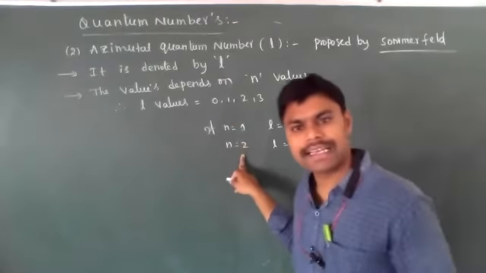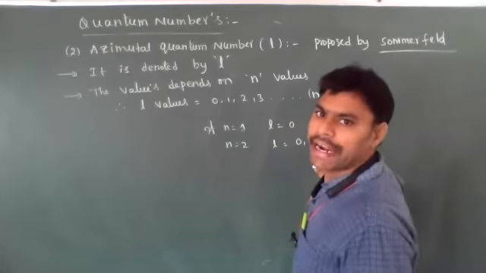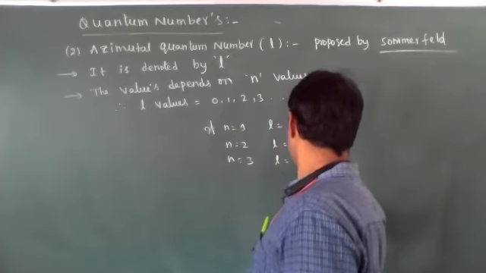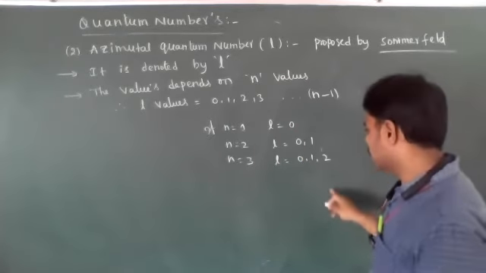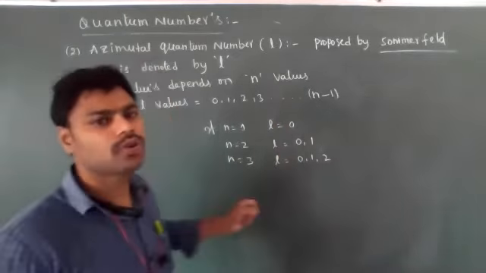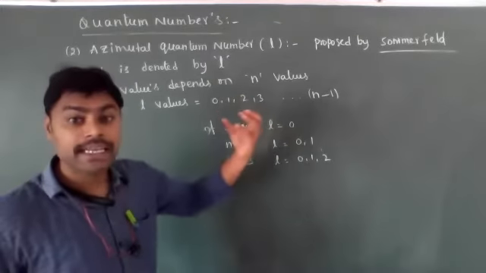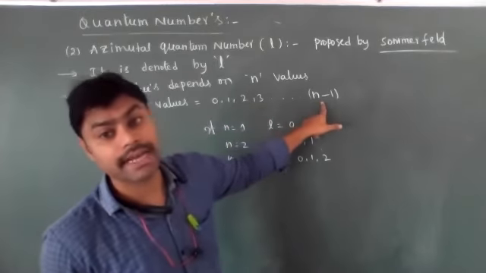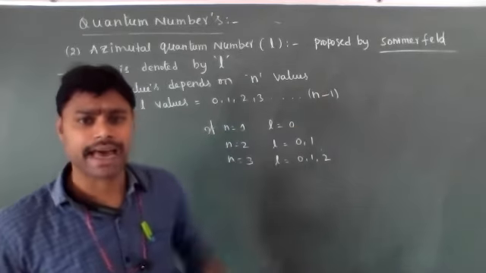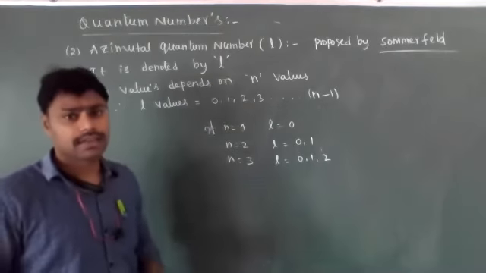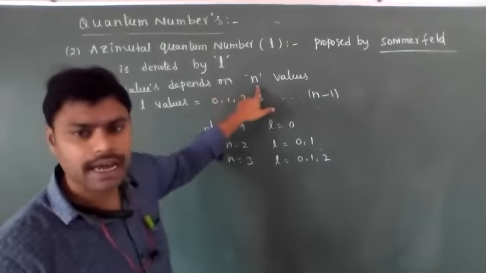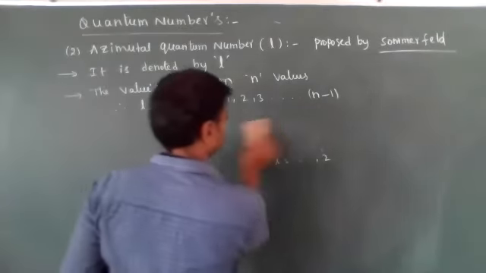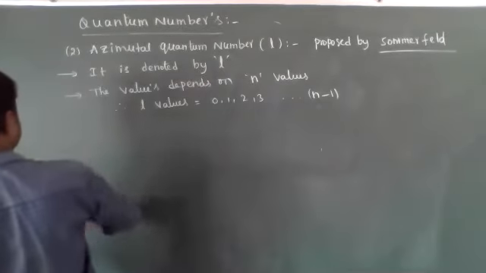So n equal to 2 means they contain 0 and 1. n equal to 3 means they contain 0, 1 and 2. Because the l value must not equal the n value, it is n minus 1 only. The l values start from 0, 1, 2, 3 up to n minus 1. That's why the l values depend on n. Okay, clear? Now let's see what this azimuthal quantum number explains.